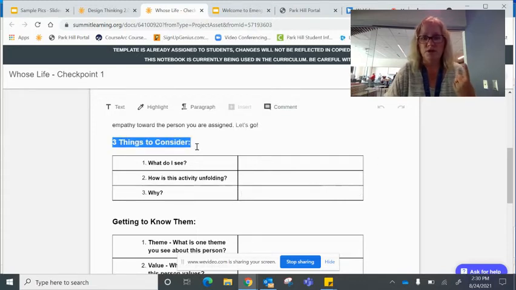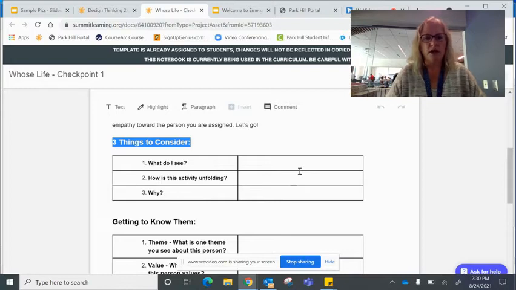Number one, what do you see in the pictures? Brainstorm. What do you see? Number two, what activities might be unfolding in those pictures? Possibilities, jot them down. And then three, why? Why are things the way they are in those pictures? Jot down some ideas. And try to spend a little bit of time on that.